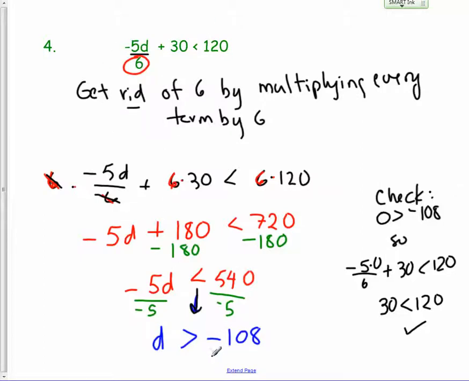So I need to check it. I'm going to pick something bigger than negative 108 that's super easy to check, and that's 0. Well, 0 times negative 5 divided by 6 is all 0, and 0 plus 30 is 30, and 30 is less than 120. So remember, when you check it, you want to pick a number that fits this inequality, something bigger than negative 108. You put it in the original inequality, and then you simply simplify that. So I multiply 0 times negative 5, I divide 0 by 6, I get 0, and 0 plus 30 is still less than 120. So I know I'm right.